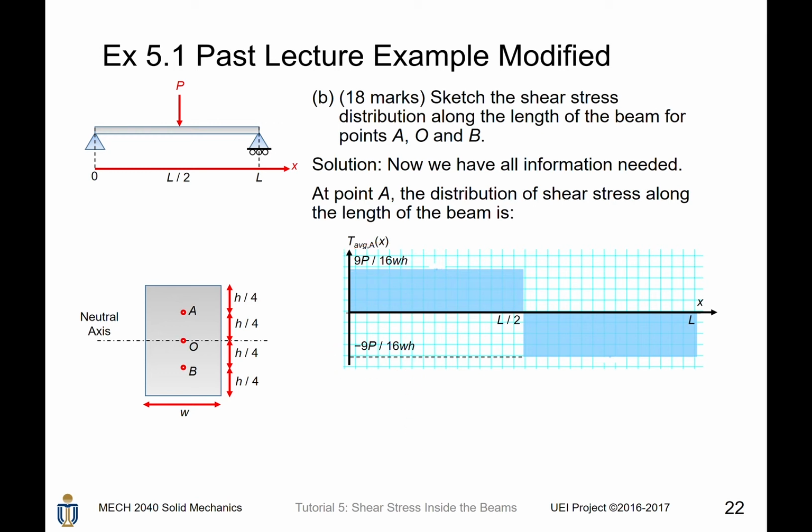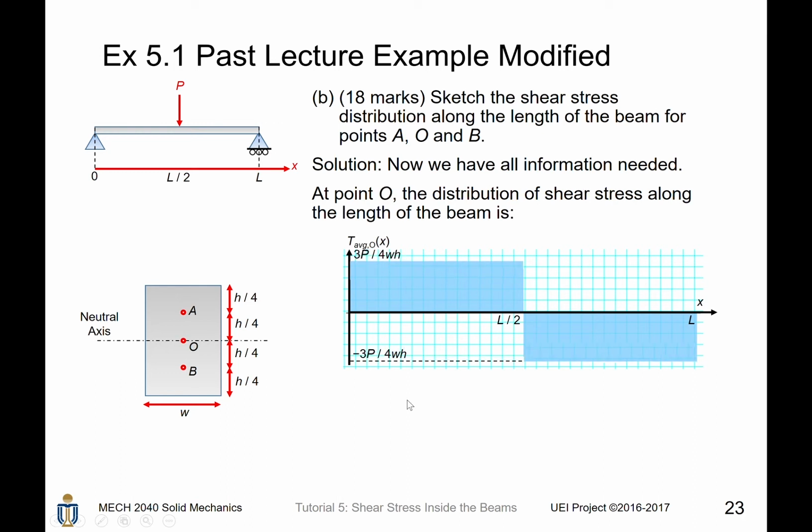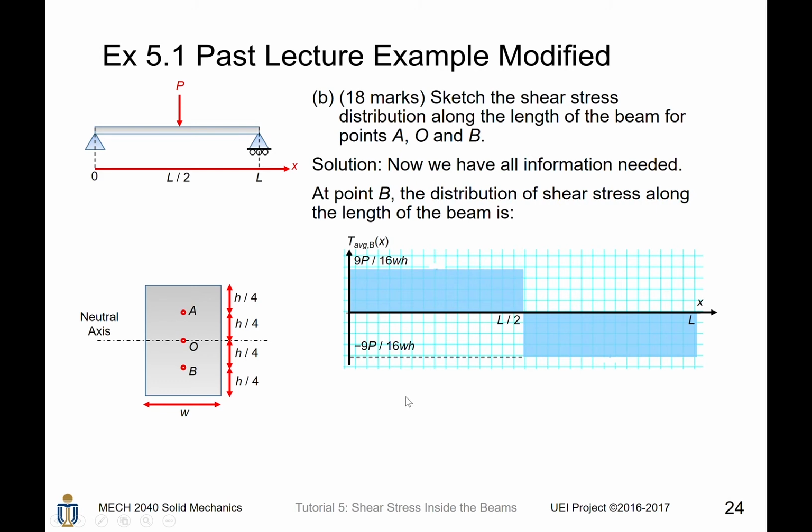This is why, for the first half, the left half of this beam, the shear stress is positive, which is 9P divided by 16wh. But for the right half, the shear stress is negative, which is minus 9P divided by 16wh. And similar for O and B.